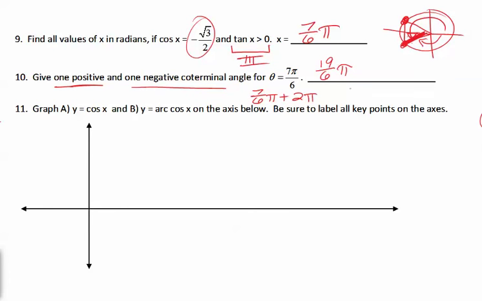For the negative angle, we could say, well, what happens if we rotate in the other direction? So 7/6 pi minus 12/6 pi. We already talked about the fact in the previous problem that that's negative 5/6 pi.